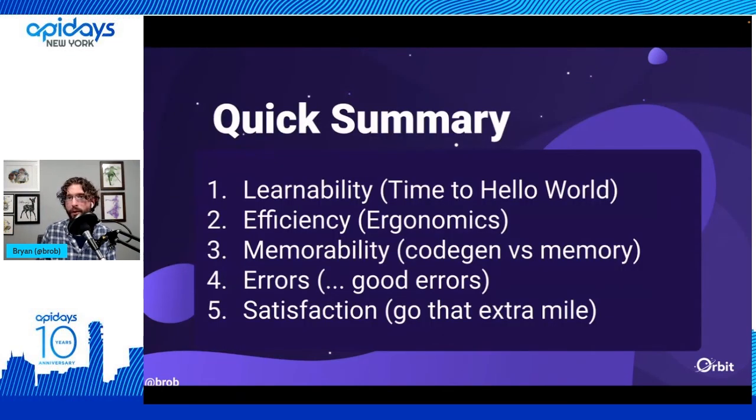So I've breezed through this. In quick summary, when we're talking about DX, we're actually talking about UX. When we're talking about UX, we're talking about 5 criteria for usability. Learnability, in our case, is going to be time to hello world. Efficiency, we're really talking about dev ergonomics, but not at the sacrifice of UX. Memorability, we really want to not make people memorize. We want to make people have the code at their fingertips. Code gen. Errors, good human readable errors that explain what happened and explain how to fix it. And then satisfaction, always go that extra mile when it comes to your DX. It is a user experience piece of your product.